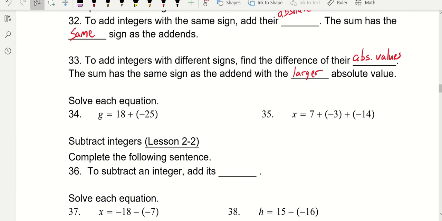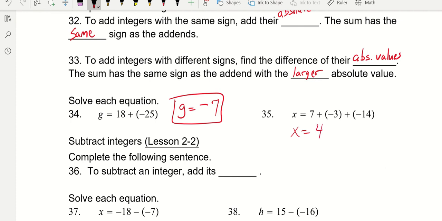34. Solve each equation. G is equal to, all right, 18 plus -25. -25 is further from 0, so we know this is going to be negative. How far apart is 18 and 25? They are 7 apart. G is equal to -7. Number 35. X is equal to, okay, 7 plus -3. Which number is further from 0? 7 is. Okay. And then how far apart are 7 and 3? They're 4 apart, so that's going to be 4.